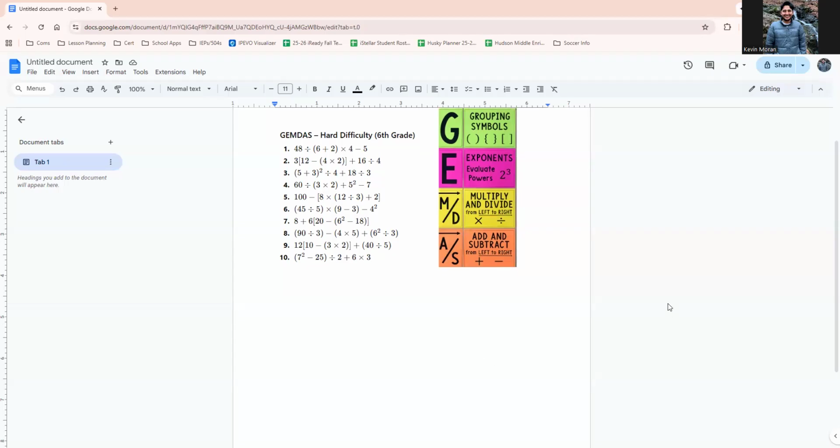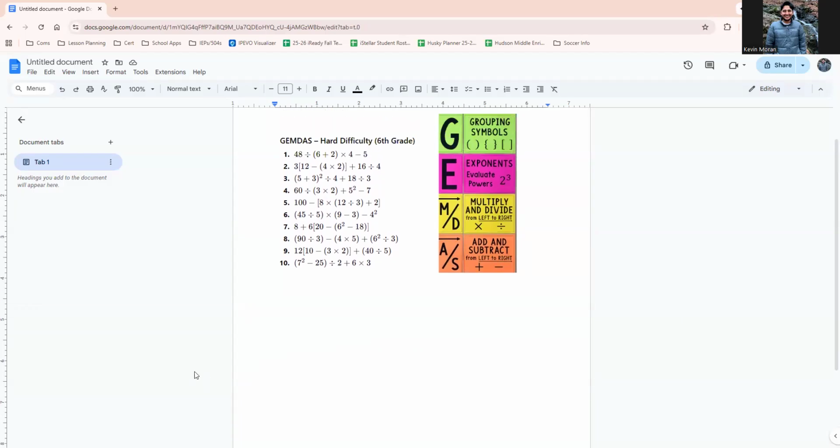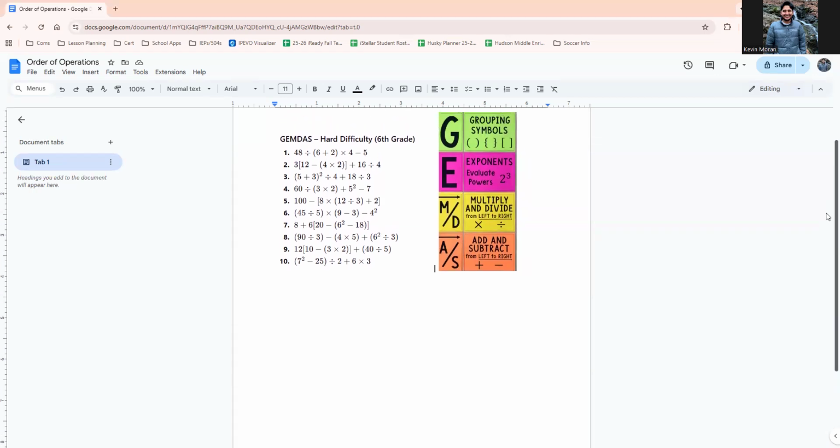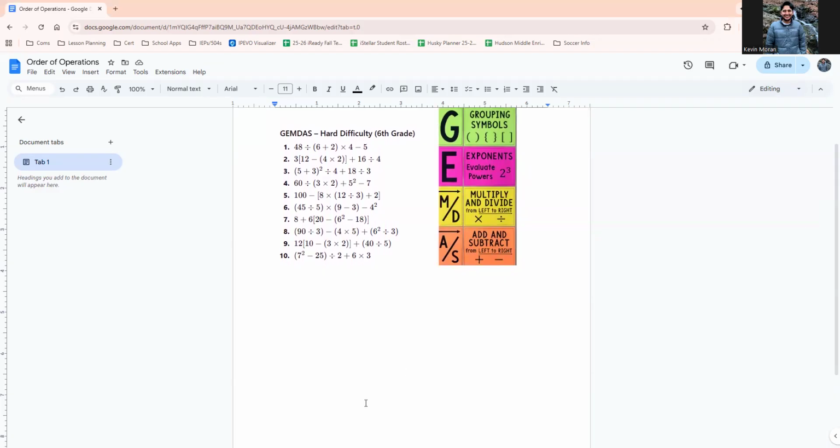Alrighty, so today I'm going to be covering GEMDAS, so order of operations. I'm going to be helping you put GEMDAS into practice by doing a couple of example problems together. This way, in case you need an extra hand or some extra review, this is available to you to use either in class or whenever. So let's get it going.